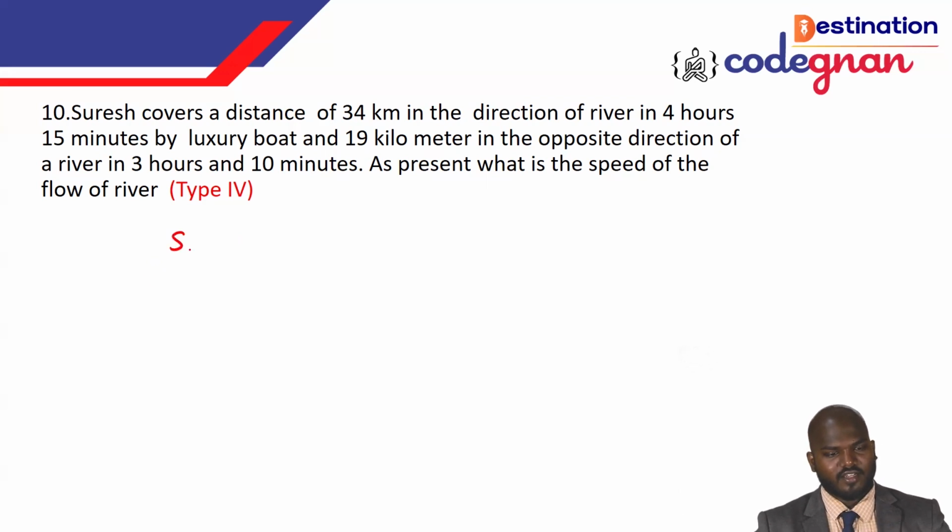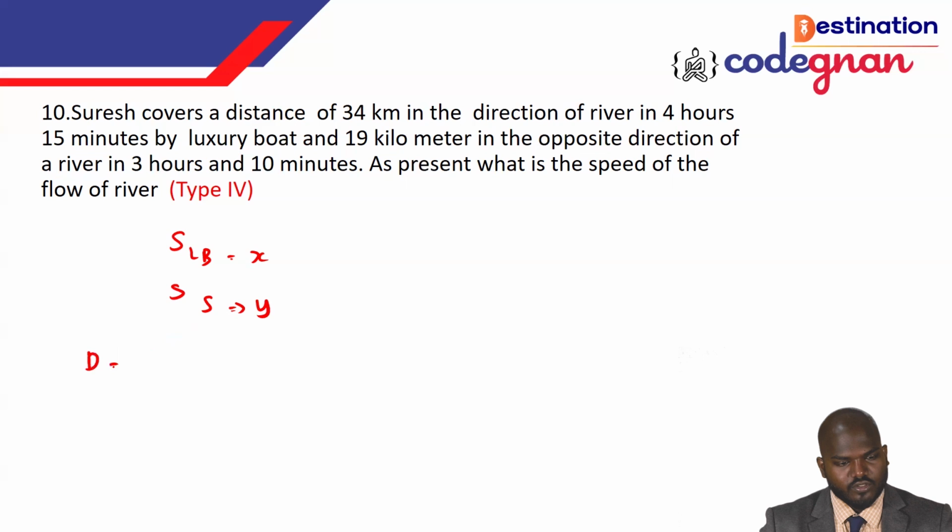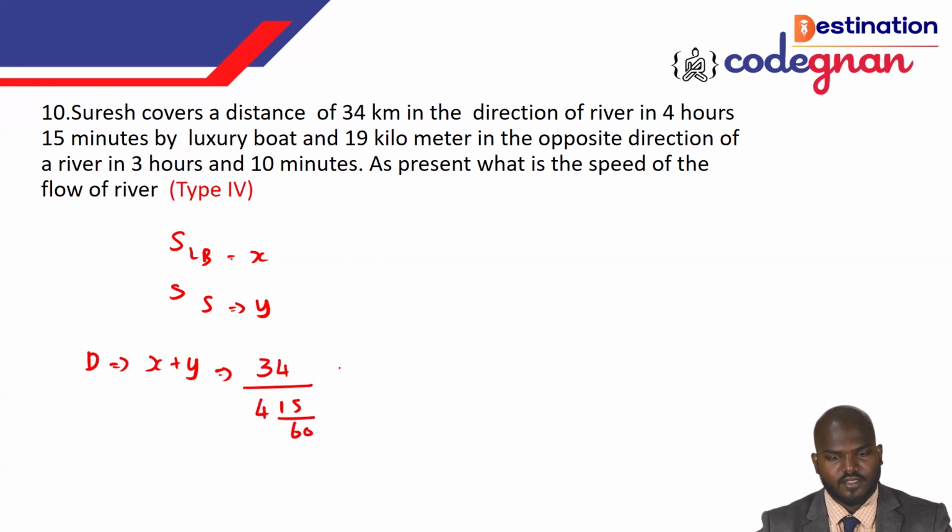So I'm calling the speed of the luxury boat x. The speed of the stream, which I don't know, I'm calling y. So what is the downstream formula? Downstream speed is equal to speed of the boat plus speed of the stream, and it is distance by time. Distance is equal to 34 kilometers. Time is equal to 4 hours 15 minutes, that is 4 and 15 over 60.